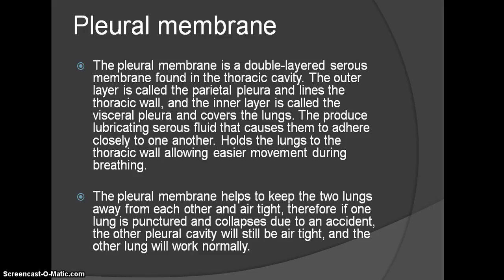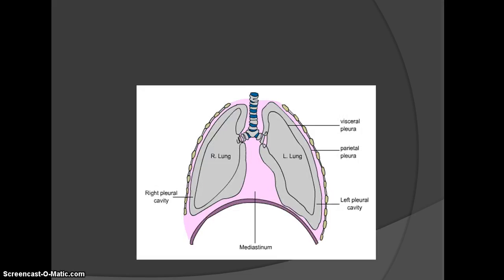The pleural membrane helps to keep the 2 lungs away from each other and airtight. Therefore, if one lung is punctured and collapsed due to an accident, the other pleural cavity will still be airtight, and the other lung will work normally. Here's another diagram. We'll have a look at the visceral pleura there, the parietal pleura, the left pleural cavity, right pleural cavity.